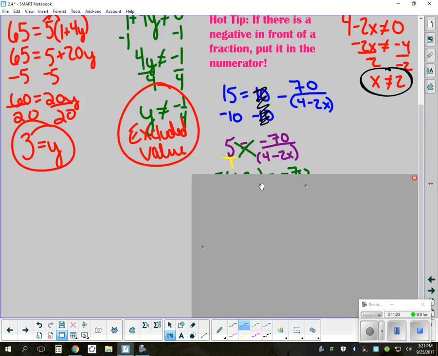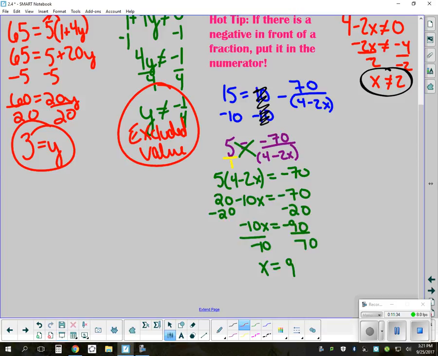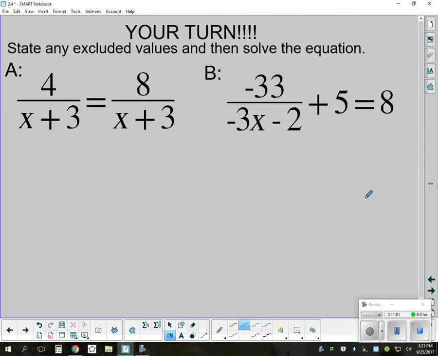No big deal. Then when you're cross multiplying, remember to distribute the 5 to 4 minus 2x. And 1 times negative 70 now is negative 70. Okay? Then I subtracted 20, and I divided by negative 10 to get a final answer, x equals 9. Excluded value, x cannot equal 2. Solution is x equals 9. All right, your turn. Pause the video. I want the excluded values, and then I want you to solve.